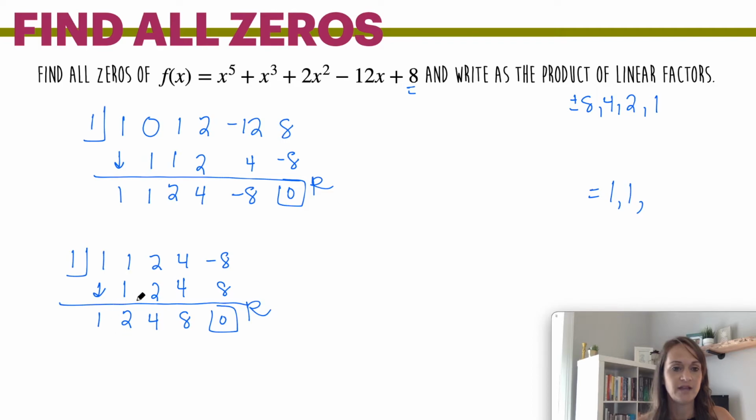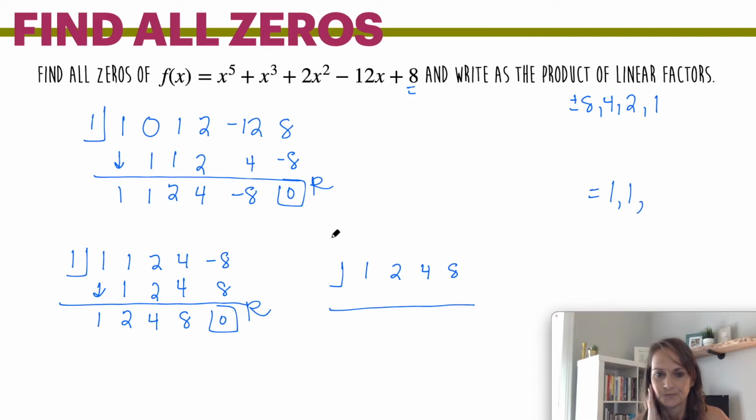Now I am left with all positive numbers, so I know that I can't plug in another positive number, because if they're all positive and I plug in a positive number, there's no way I can get 0. I'm going to have to try a negative. So let's try -1. If I bring down the 1 and multiply to get -1, add them to get 1, multiply to get -1, add to get 3, multiply to get -3. Nope, that is not going to work.